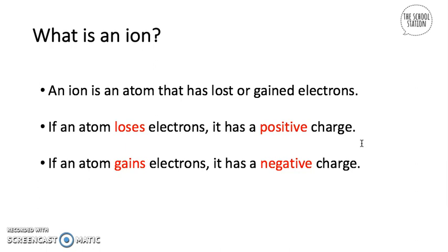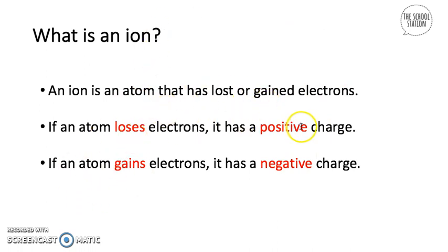If an atom loses electrons, it has a positive charge. If an atom gains electrons, it has a negative charge. So what I'm trying to say is that any atom that loses or gains electrons is an ion, and it will have either a positive charge or a negative charge. This is basically what we're going to be looking at in ionic bonding, okay?